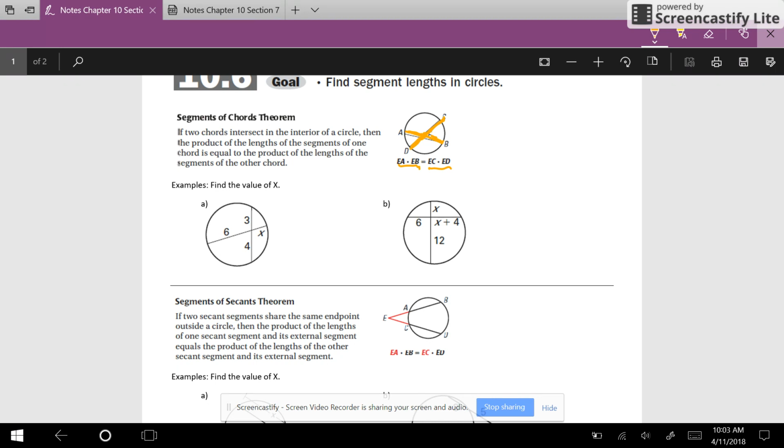So on example A, this chord is cut into two parts, X and 6. Multiply those together. It's 6 times X equals. Now on the other chord, go to the two parts, 3 and 4. Multiply them together. So in total, I have 6X equals 12. So X has to be 2.